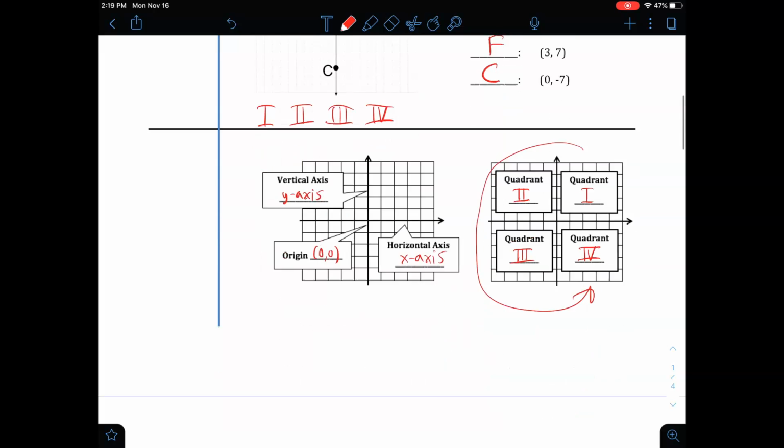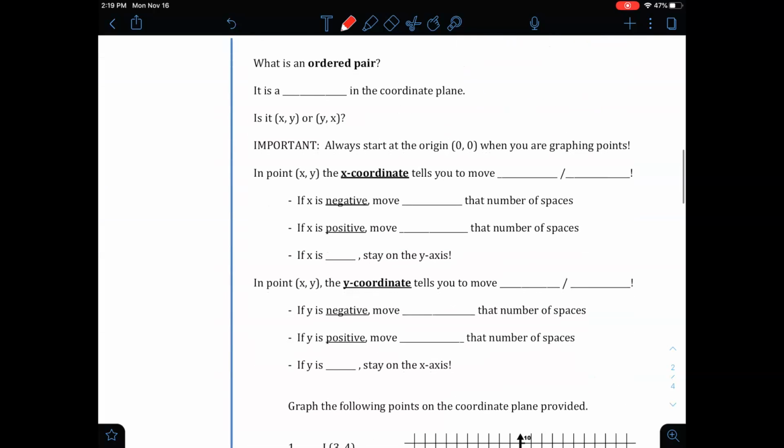Okay? All right. So what is an ordered pair? An ordered pair is a point in the coordinate plane. And is it going to be x, y, or y, x? You guys remember what that is? It's an x value and a y value. It's going to be like this. All right? It is important to always start at the origin when you're graphing points. You always start at 0, 0, and then you go from there.